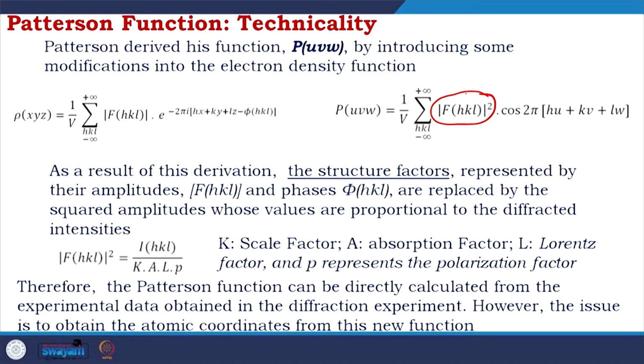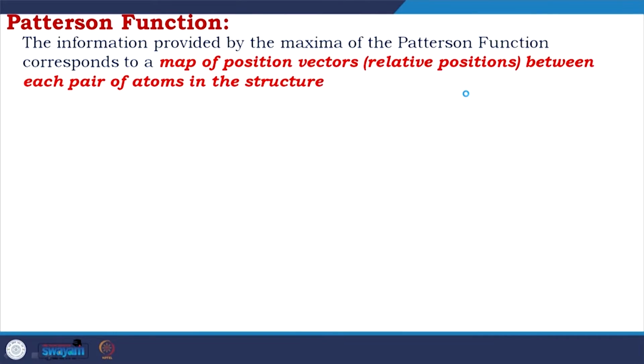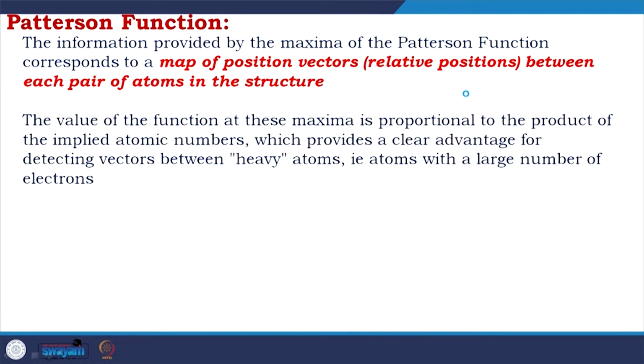However, the issue is to obtain the atomic coordinates from this new function. The information provided by the maxima of the Patterson function corresponds to a map of position vectors, which are relative positions between each pair of atoms in the structure. The value of the function at this maxima is proportional to the product of the implied atomic numbers, which provides a clear advantage for detecting vectors between heavy atoms, that is atoms with a large number of electrons.